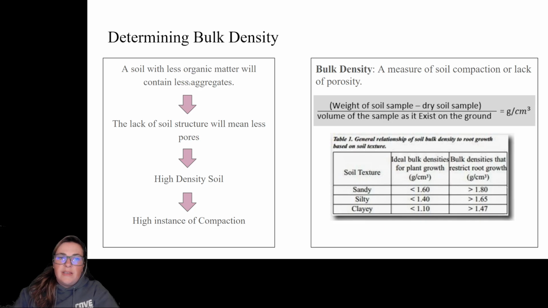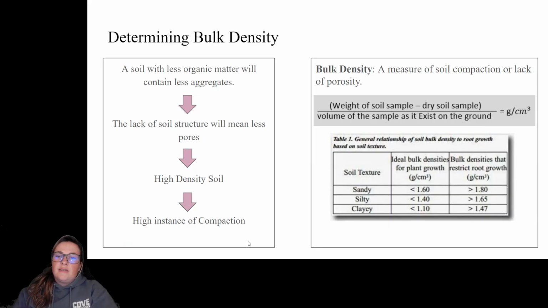So generally speaking, here's the thought process. A soil with less organic matter will contain less aggregates. The lack of soil structure will mean that there's less pores, so less infiltration, right? This means you have high density soil, which means you have a high instance of compaction. It's very tight. It's very difficult for anything to get through or to thrive in this situation, right? So we measure this through bulk density. It's a measure of soil compaction or lack of porosity.